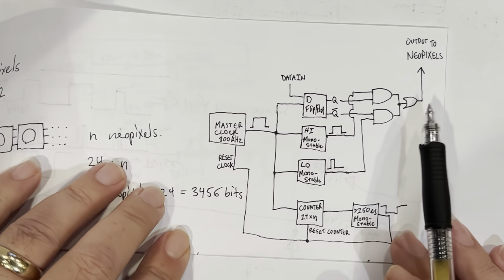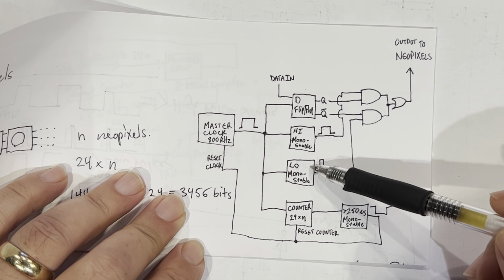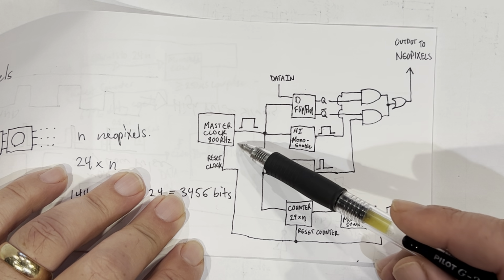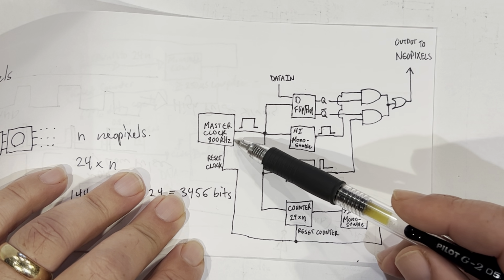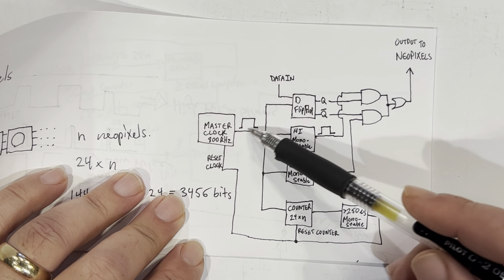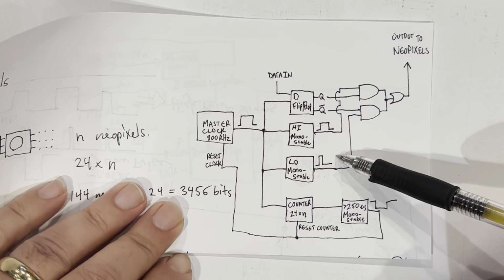So in this video, I'm going to talk about the last part of the circuit, which is how to generate high and low monostable pulses from the master clock. And this one was the most challenging portion of the exercise, and I'll explain why.